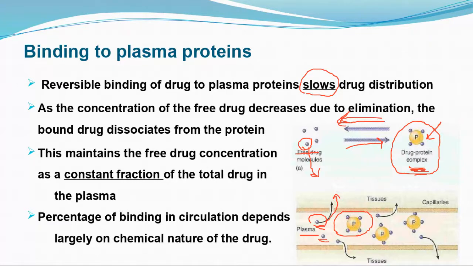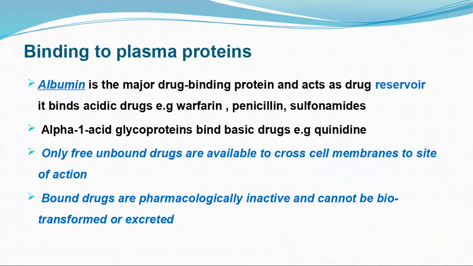كل ما يحصل consumption للفري فورم يحصل more release، بحيث إن دايماً الريشيو دي أو البرسنتج الباوند فورم يمثل constant fraction من التوتال دراج اللي موجود في البلازما. البرسنتج أوف بايندينج زي ما قلنا هيختلف من دراج للتاني و depends mainly على الكيميكال nature of the drug.